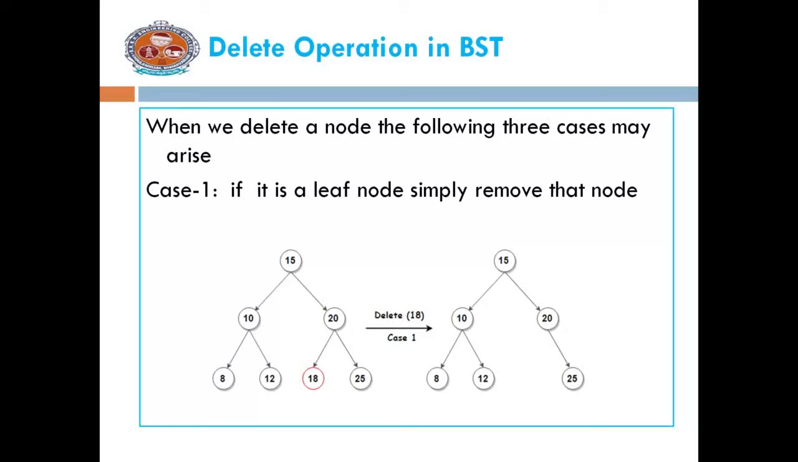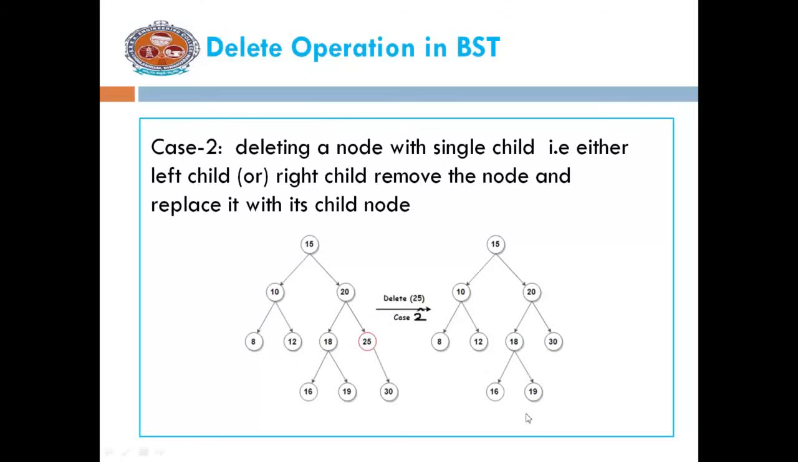Delete operation in BST. When we want to delete a node in the BST, 3 cases may arise. If it is a leaf node, simply remove that node. For example, here in this case I want to delete a node 18. So you can directly delete that node.